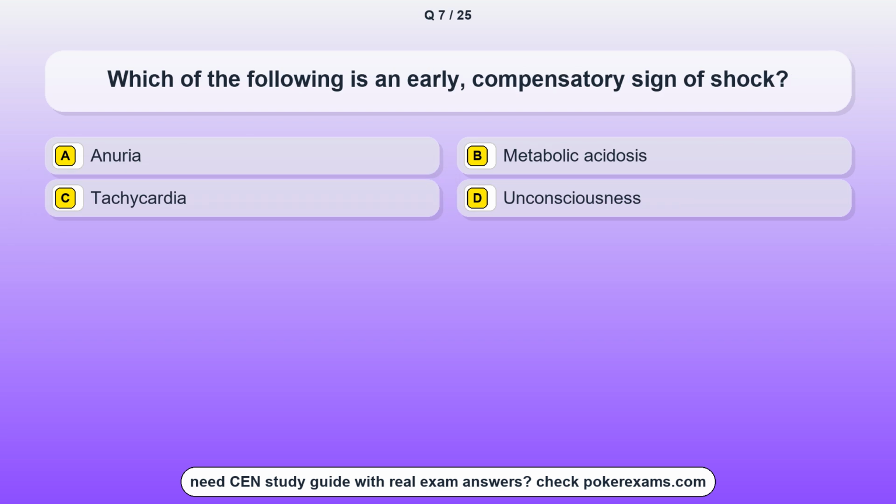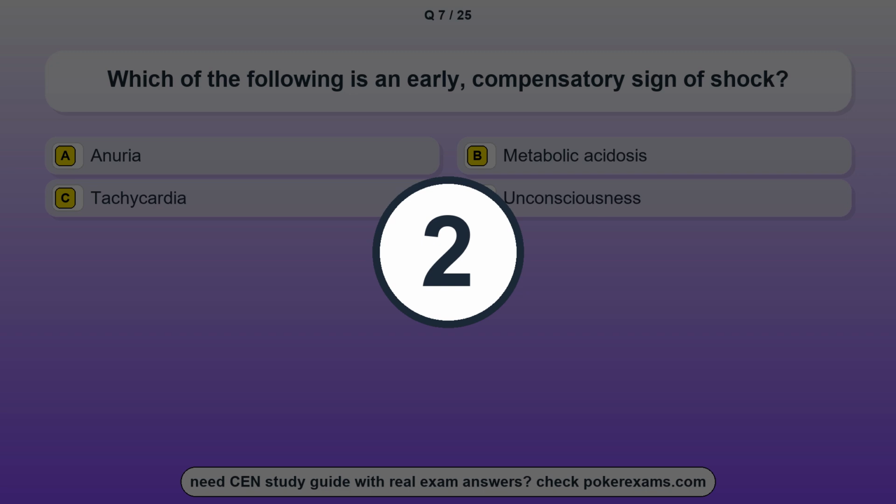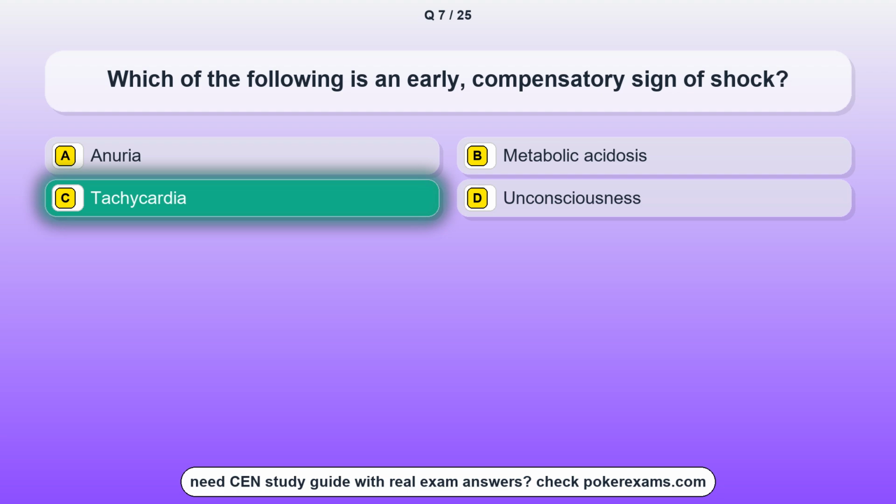Question 7. Which of the following is an early, compensatory sign of shock? Option A, anuria. Option B, metabolic acidosis. Option C, tachycardia. Option D, unconsciousness. The correct answer is option C, tachycardia.